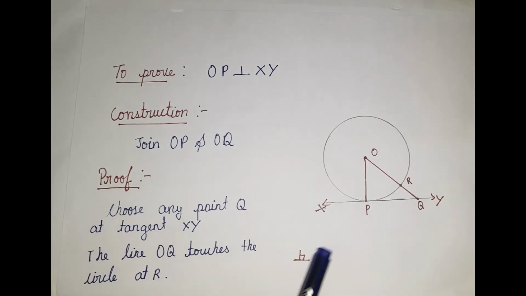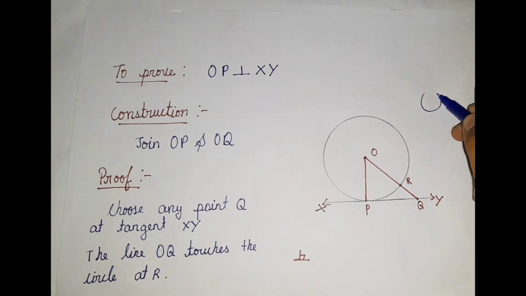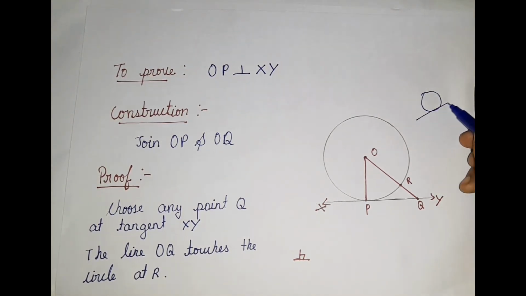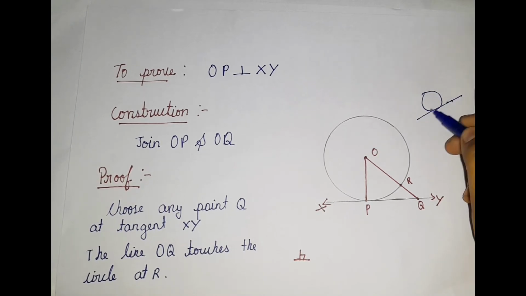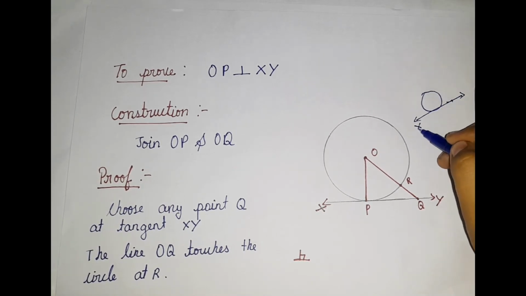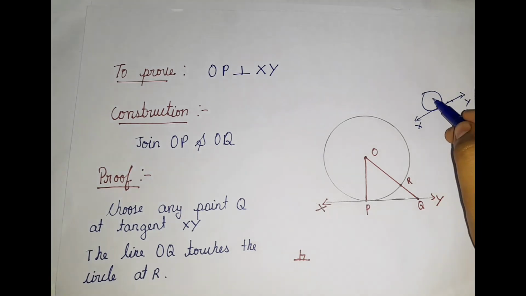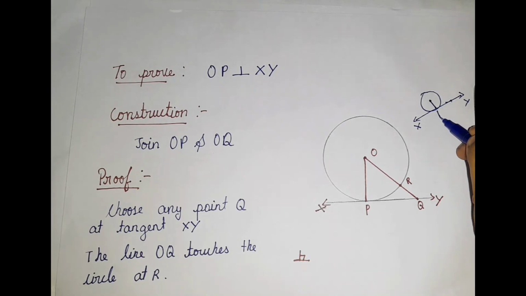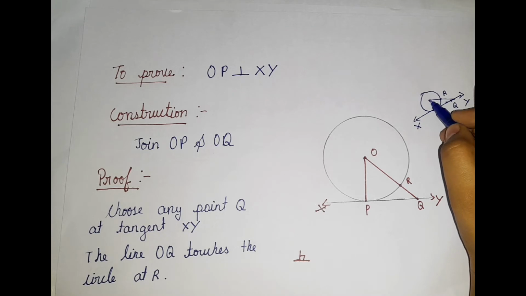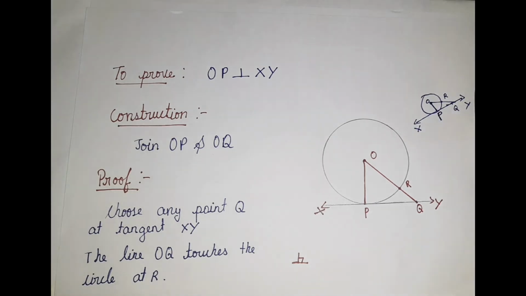For example, there is a circle and there is a tangent, here it is X and Y. There is a radius, and it is meeting at the point P. Here it is Q, here it is R, and here it is O. So here the line OQ touches the circle. So what is that OQ?